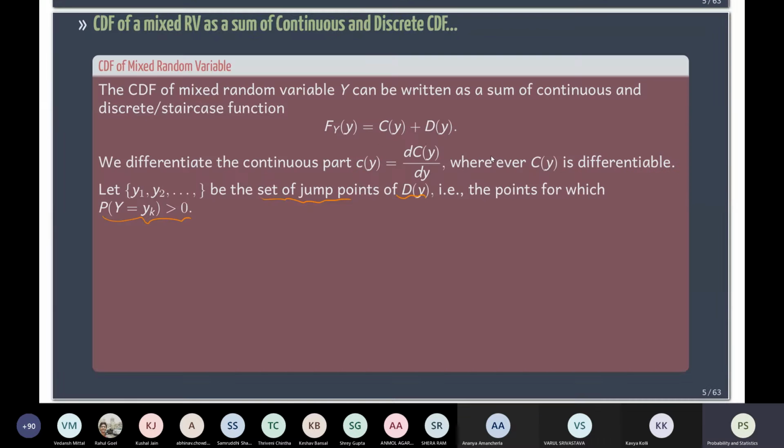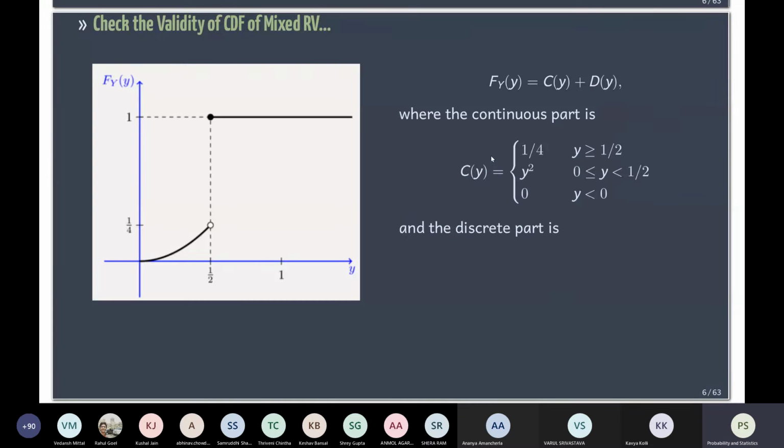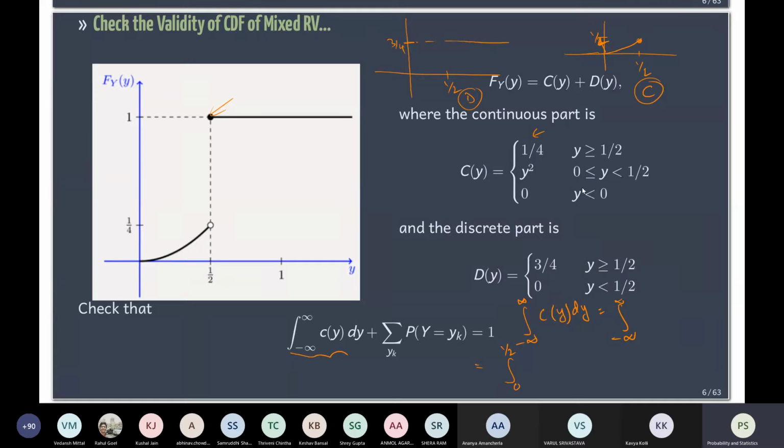Okay, we did not find the small c yet, right? So we have to differentiate the c here. We differentiate c in this interval because that's the valid CDF region. So it's like 2y, so it's like 2y dy. So this is like 2 y square by 2, from 0 to half. So the 2 goes away, and this is like 1/4. Okay, so 1/4 plus 3/4.